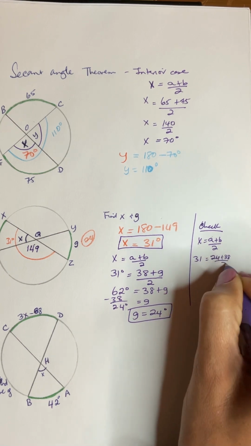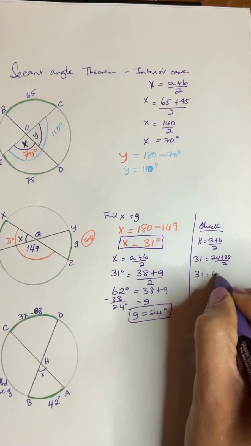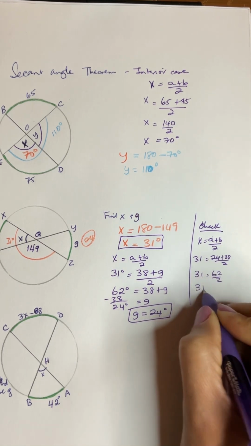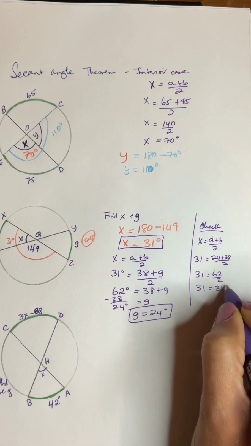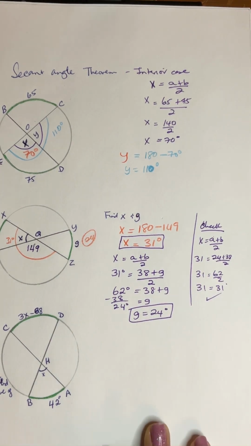Doesn't matter which one you write first. 31 equals 62 divided by 2. 31 equals 31 degrees. So yes, that is correct. Okay, that's how you check your work.